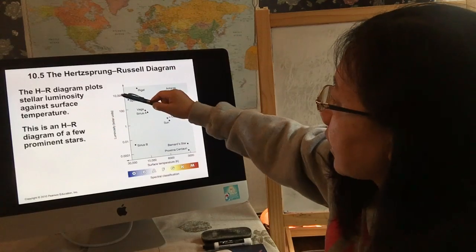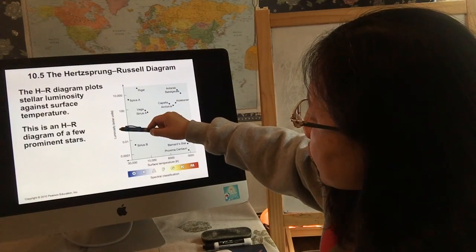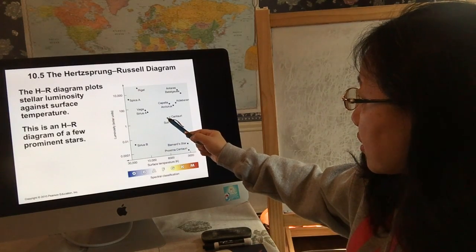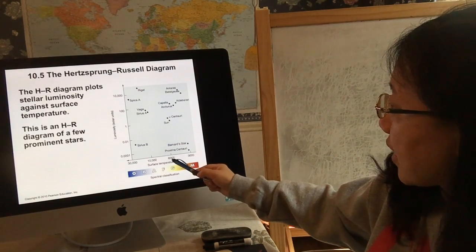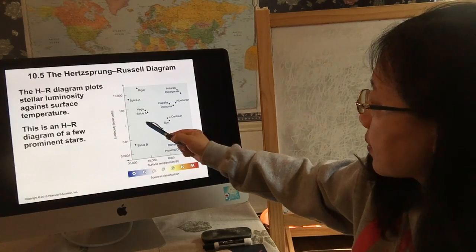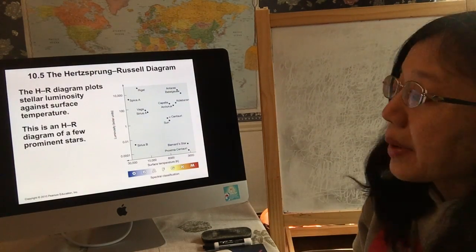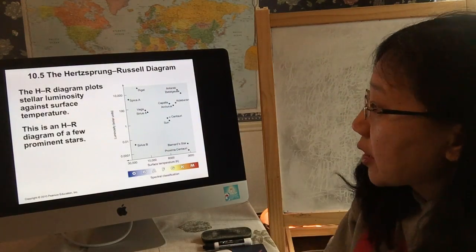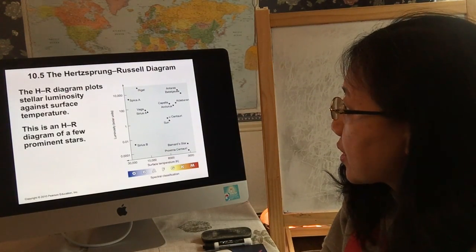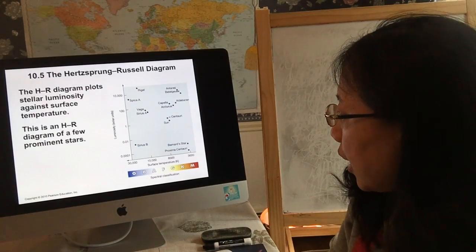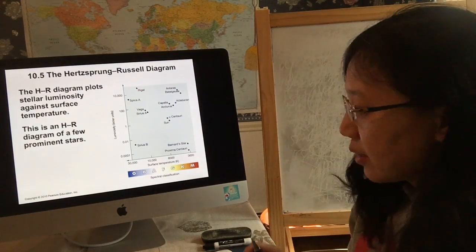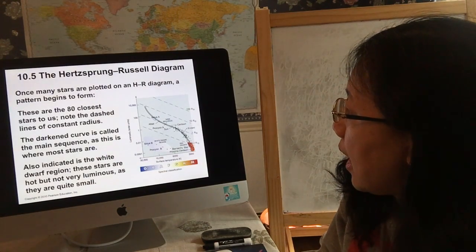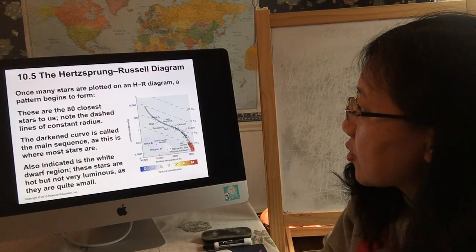Again here, please pay attention to the luminosities in solar units, and let's pay attention to where the Sun is located. The Sun's temperature is about 6,000 Kelvin, and the luminosity is about 1. Everything else is compared to the Sun's luminosity. This HR diagram shows you a few stars spread around on it. As you plot more, you can see the patterns begin to form.